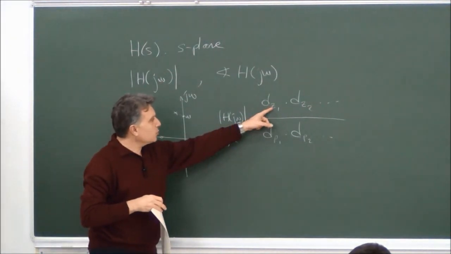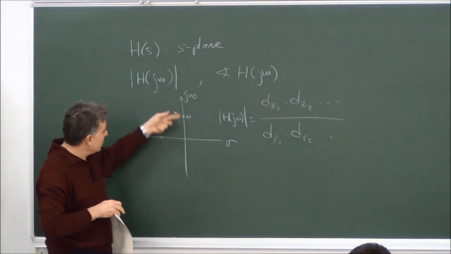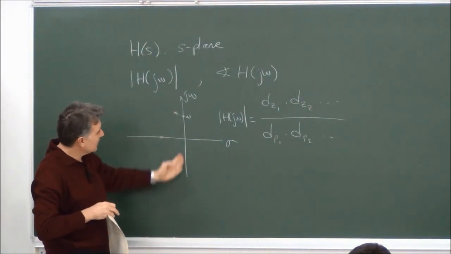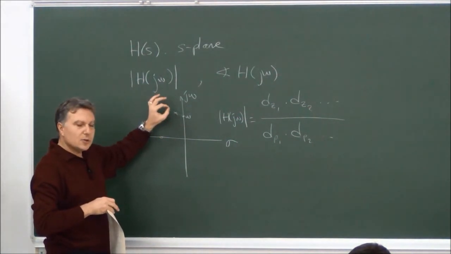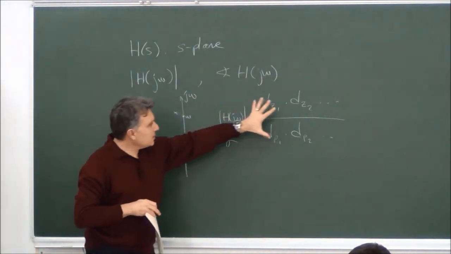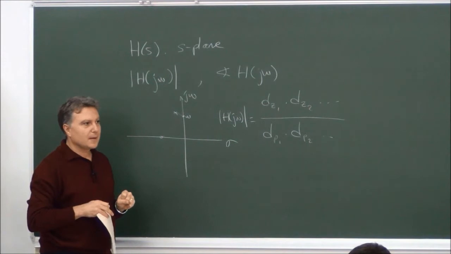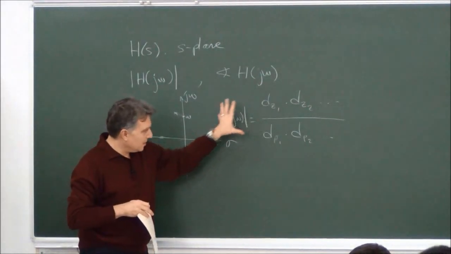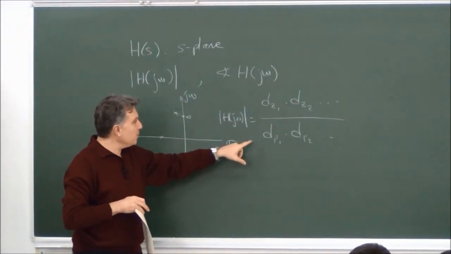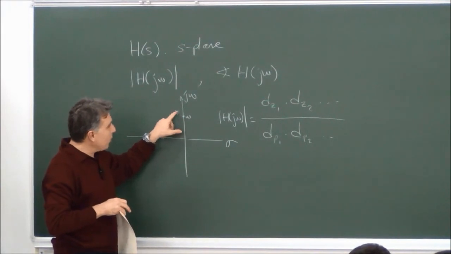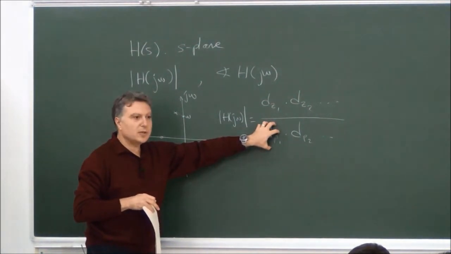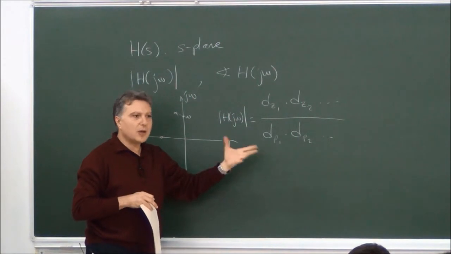If the distance to a zero is becoming smaller, if there is a zero somewhere near this axis, along those frequencies, this thing will again be smaller. Okay, this magnitude will be smaller. If you come near to a pole, then the denominator will be smaller, which makes the overall term become large.